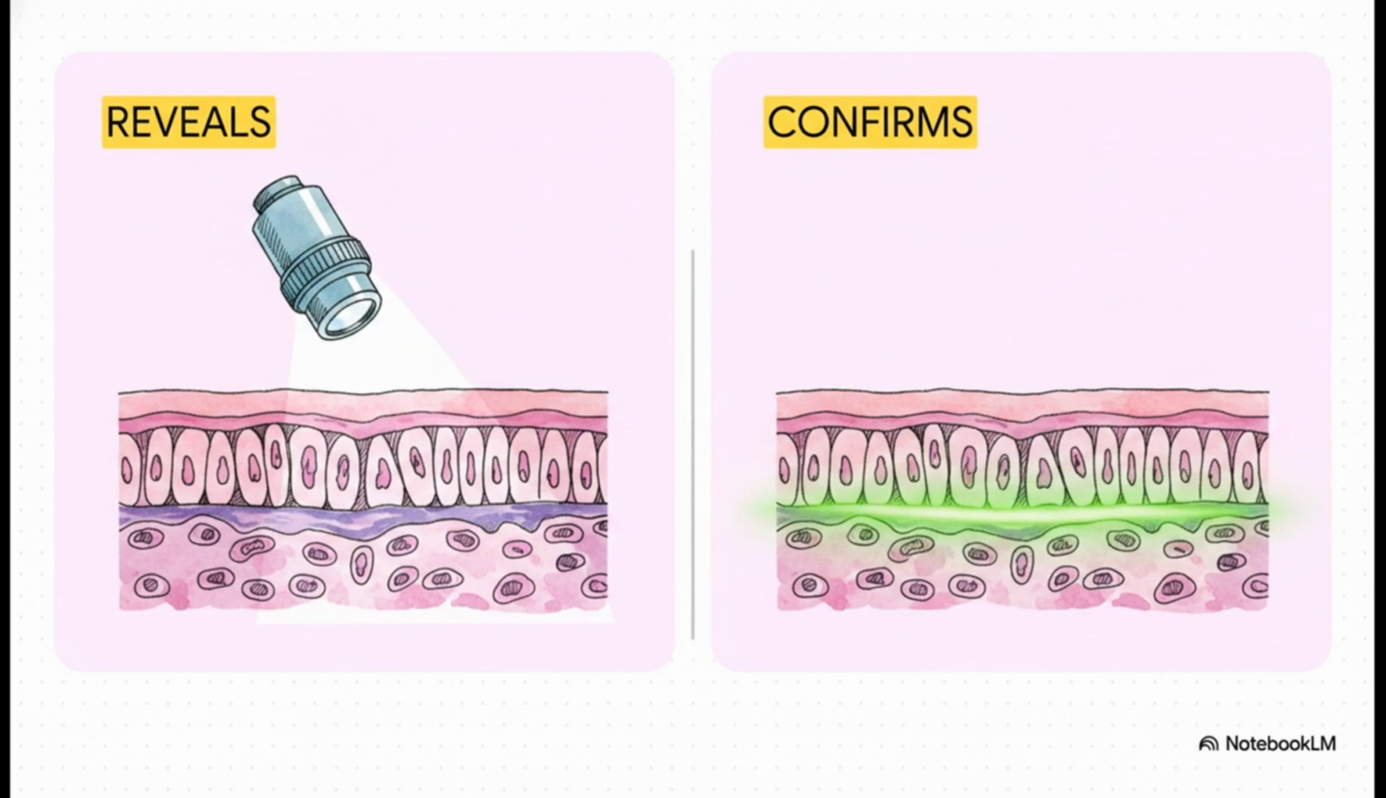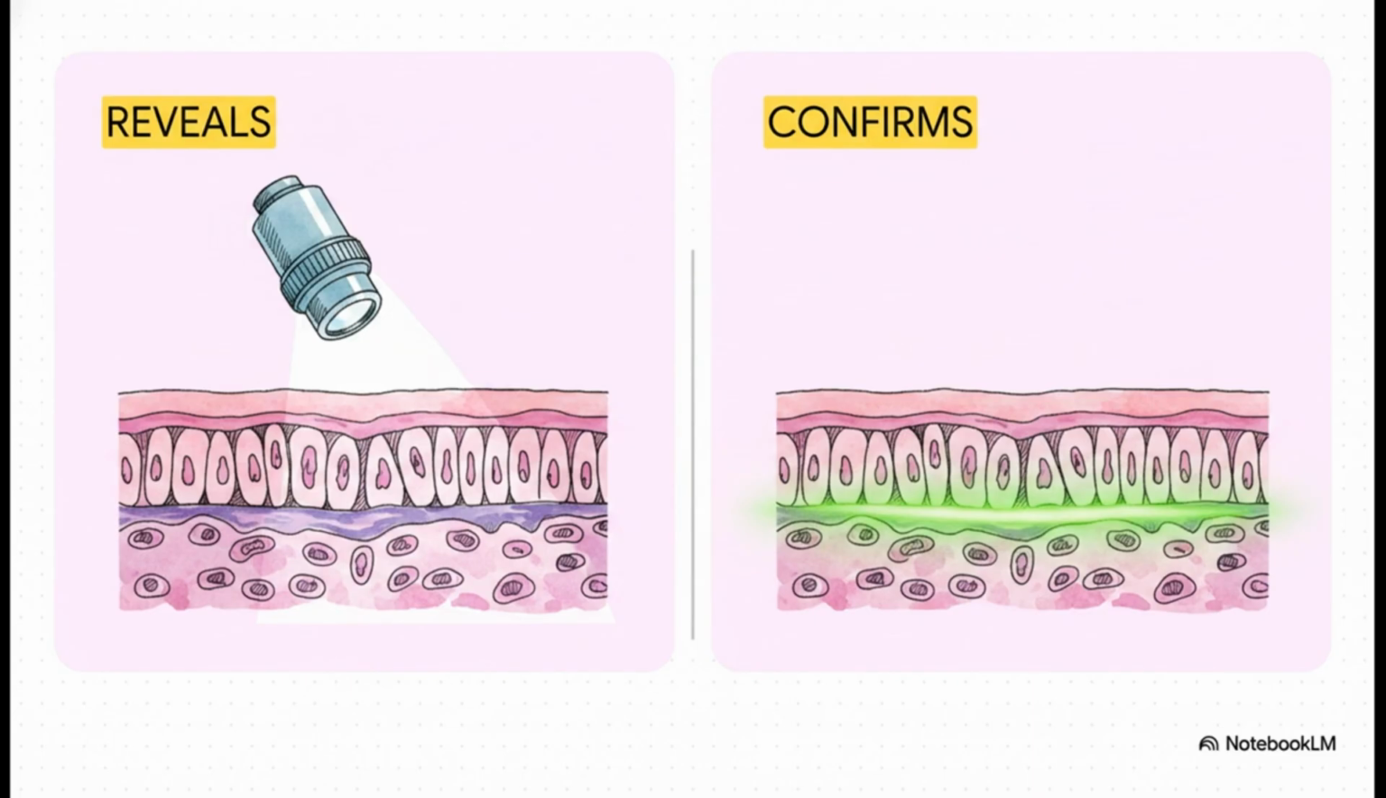For that, we need the test on the right, direct immunofluorescence, or DIF. This is our gold standard. This test uses fluorescent tags that light up wherever those rogue autoantibodies are. And in MMP, what you see is this beautiful, continuous, glowing green line right along the basement membrane. That line is our smoking gun.